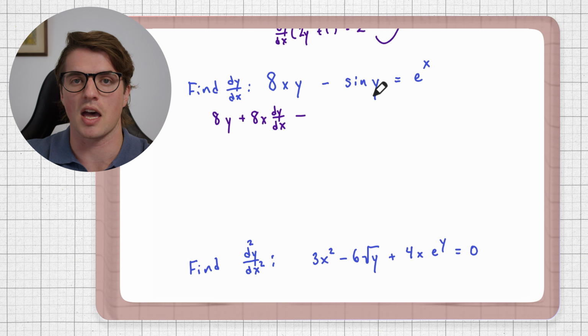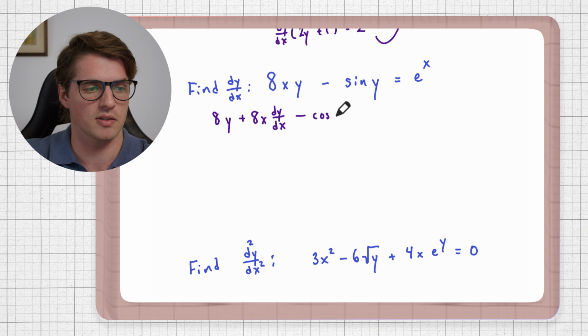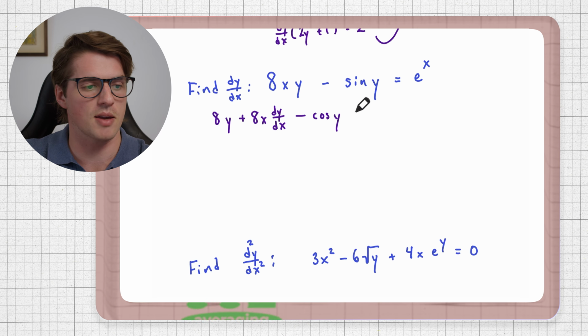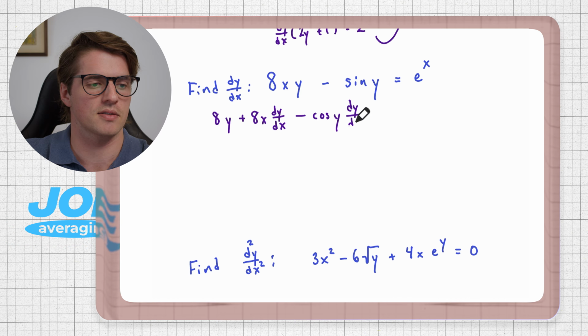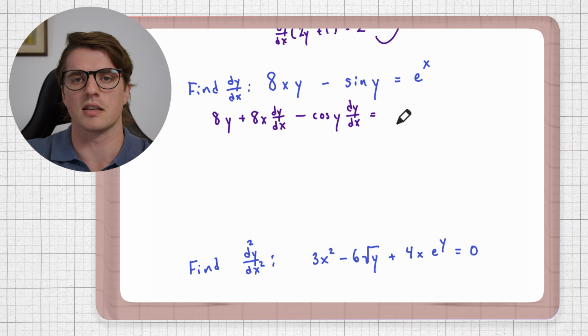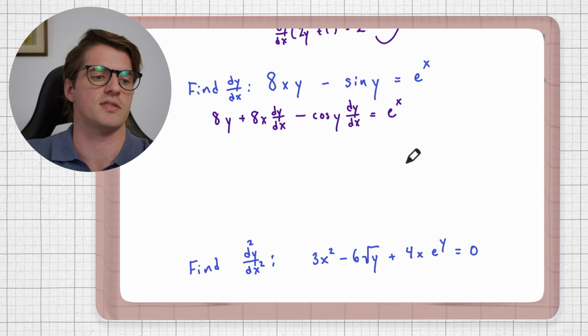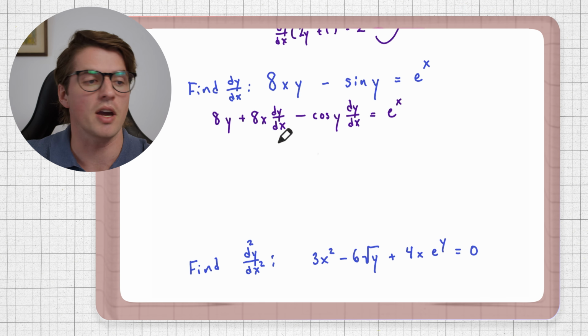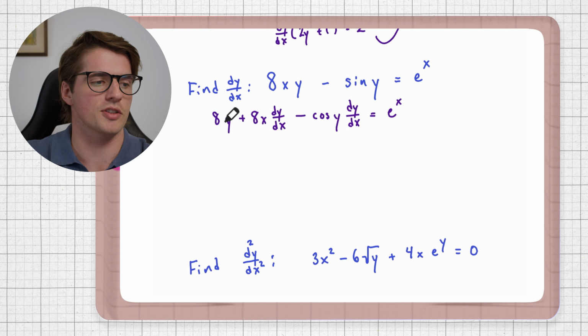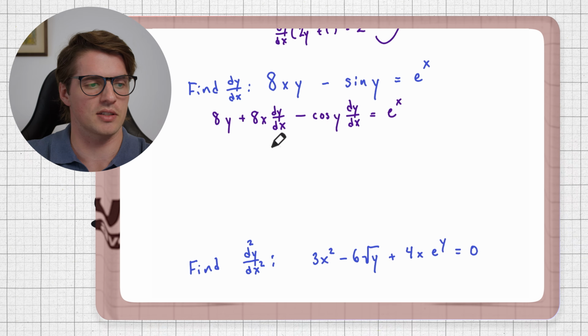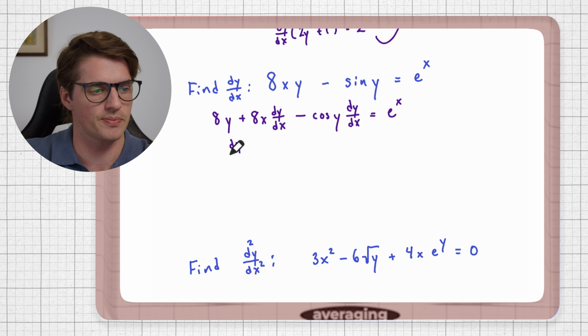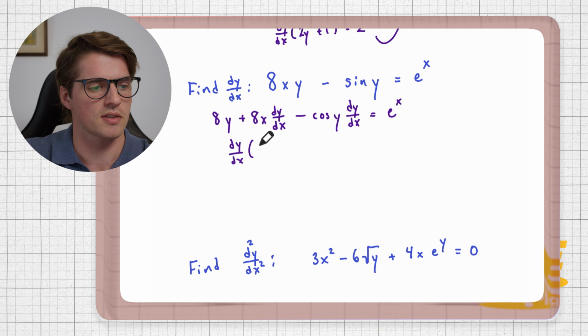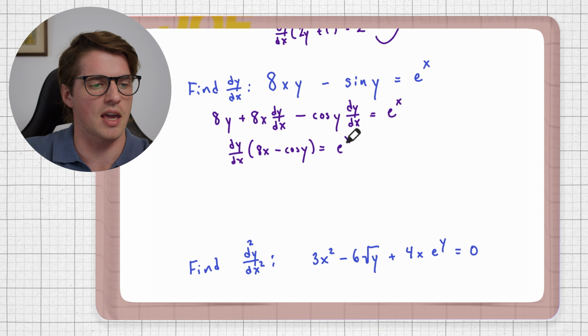Minus the derivative of sine of y is cosine of y times dy/dx. E to the x, as always, e to the x. Okay, so we need to move things around. I'll subtract 8y and factor out the dy/dx all in one step. dy/dx times (8x minus cosine y) is equal to e to the x minus 8y.